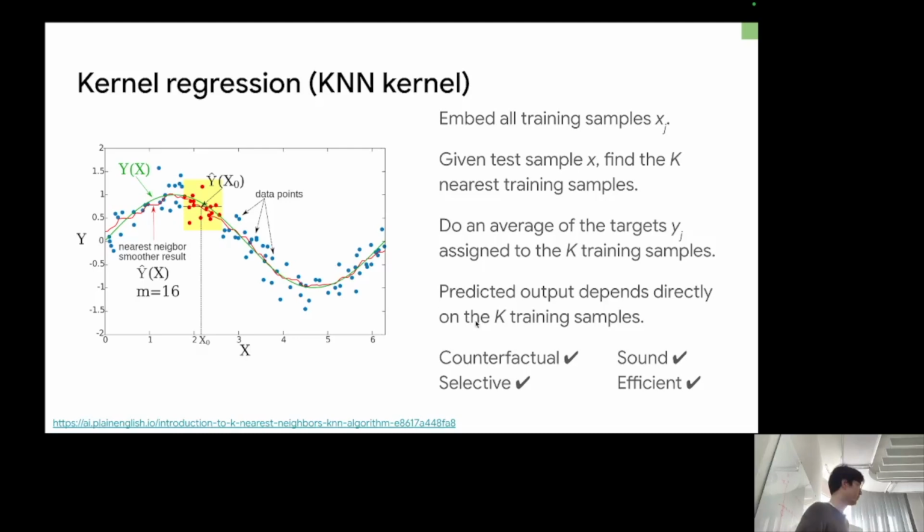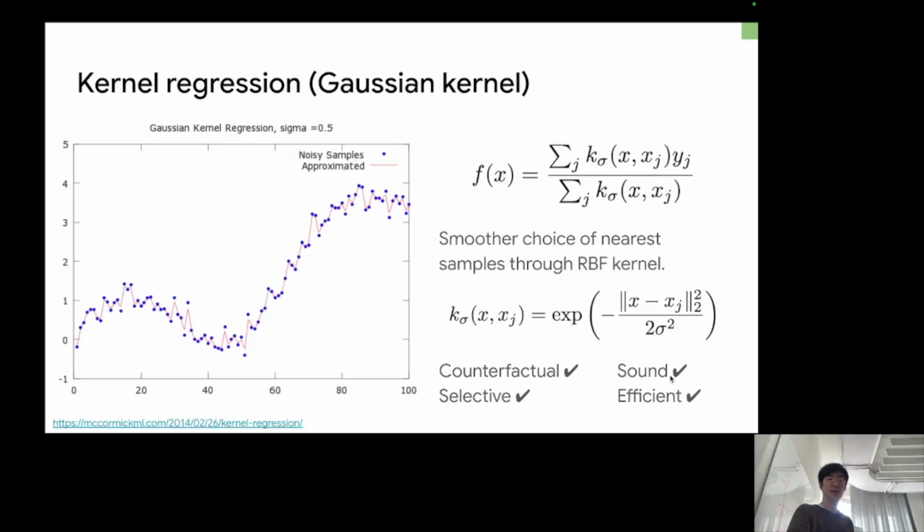Again, is it counterfactual? Yeah, we can easily simulate the removal of a training point here. Is it sound? Yeah, there's no approximation. Selective? Yeah, we can control the number of neighbors. Is it efficient? There's no approximation, so this is efficient. So that was for KNN kernel.